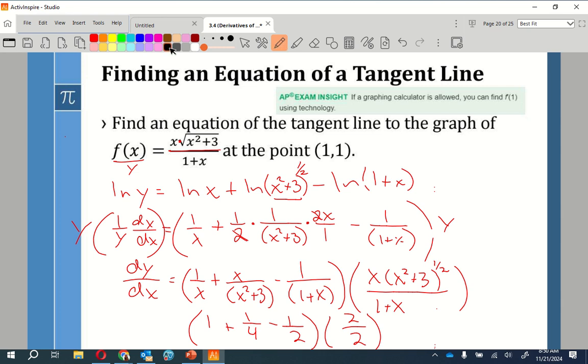A little bit of finagling here. Let's call this one 4 over 4. And this is 2 over 4. So that's going to give me, let's see, subtract, I get 3 over 4.